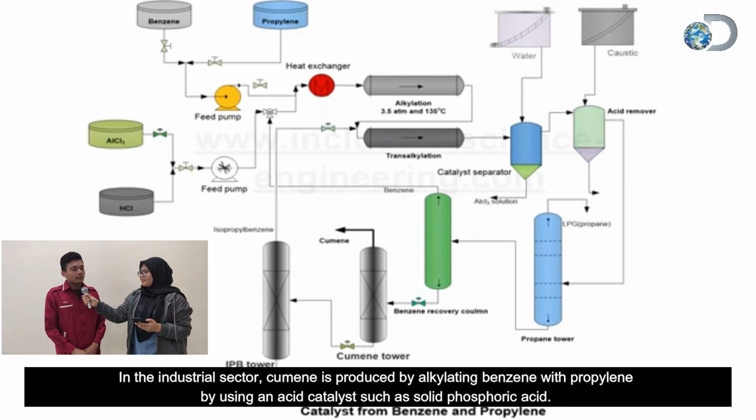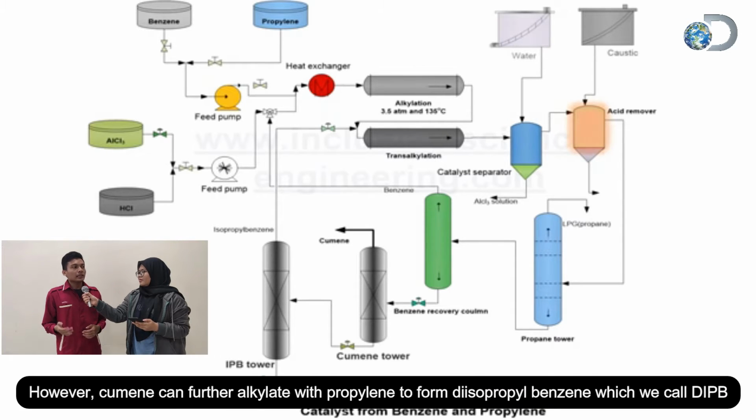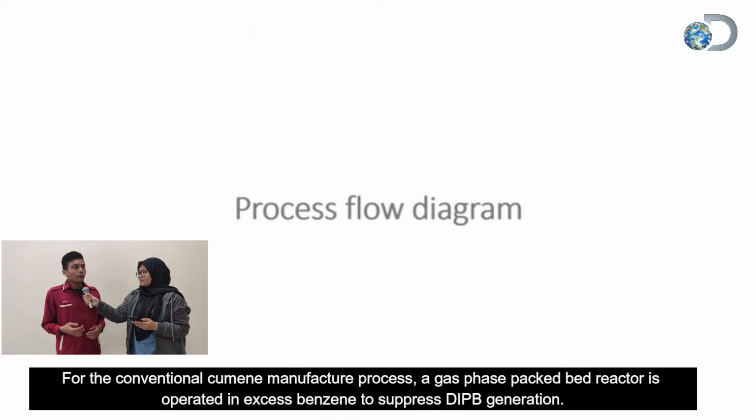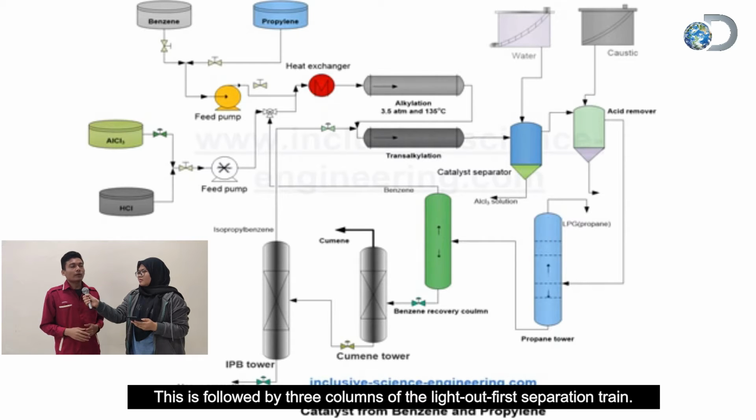In the industrial sector, cumene is produced by alkylating benzene with propylene using an acid catalyst such as solid phosphoric acid. The composition of the propylene stream is 95% propylene and 5% propane. However, cumene can further alkylate with propylene to form diisopropyl benzene, which we call DIPB. For the conventional cumene manufacturing process, a gas phase packed reactor is operated with excess benzene to suppress DIPB generation. This is followed by 3 columns of the light-out-first separation train.